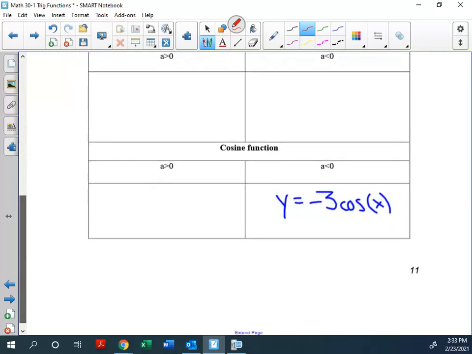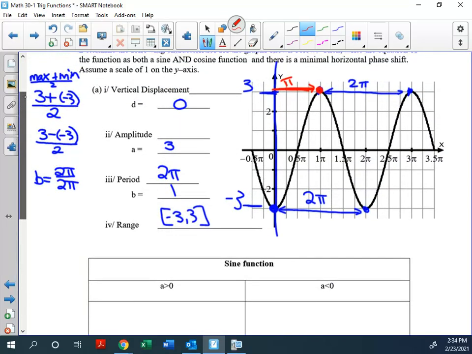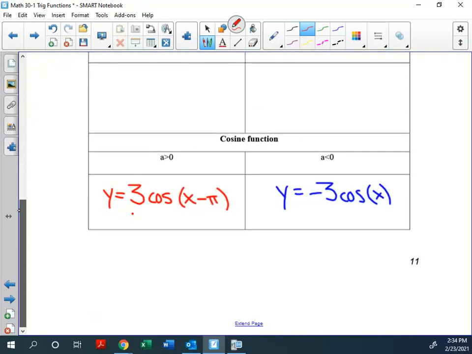So when I write this as a positive cosine graph, I just have my amplitude of 3. But now I have to show the shift pi units to the right. This graph and this graph look exactly the same. So, does it make sense?